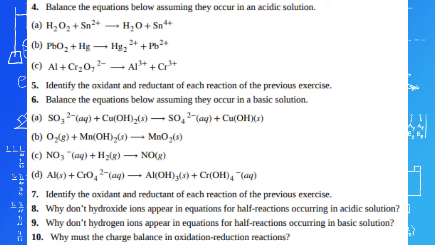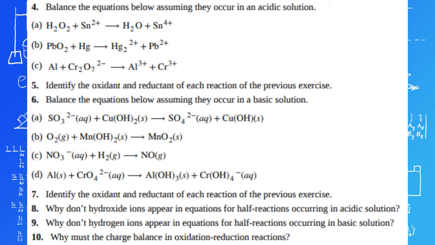Number 7, identify the oxidant and reductant of each reaction of the previous exercise. We already talked about how to do that. Why don't hydroxide ions appear in equations for half reactions occurring in acidic solution? I think that's fairly obvious because there aren't many of them present in an acidic solution to begin with. The only hydroxides that would be present are a few from the autoionization of water, and it's going to be a small amount of hydroxide. The more acidic the solution, the less hydroxide that's in there.